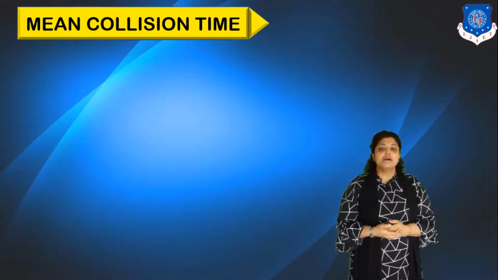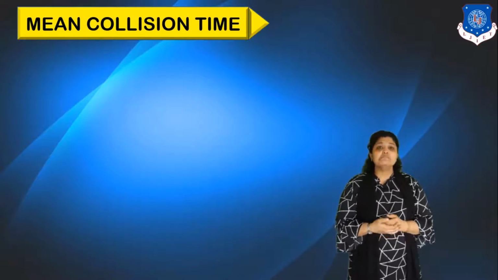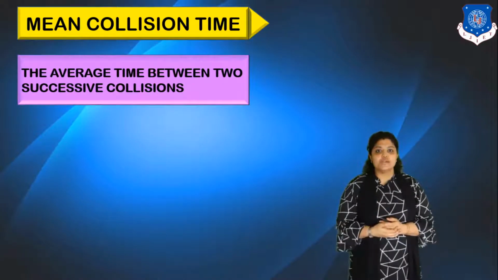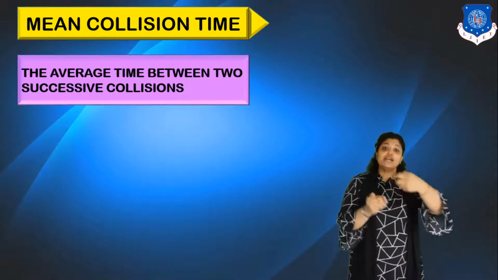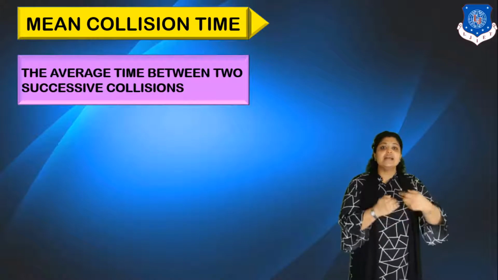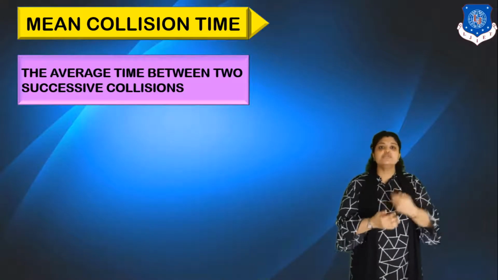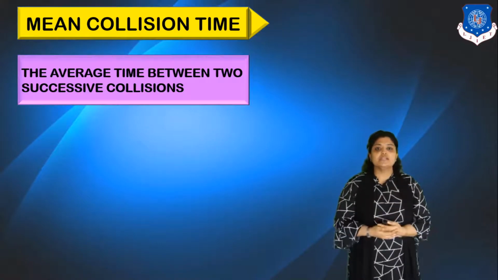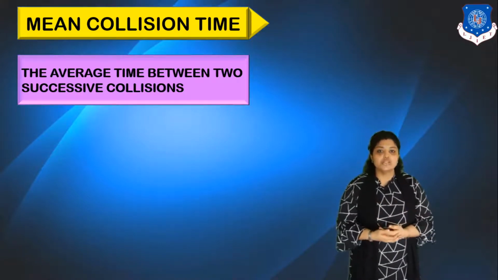We have a term called mean collision time. What is mean collision time? It is the average time between two successive collisions. Now when the electrons try to align in a direction, they try to move opposite to the electric field, so they collide with each other. The average time between these collisions is what is mean collision time.